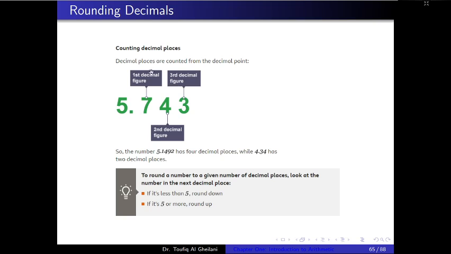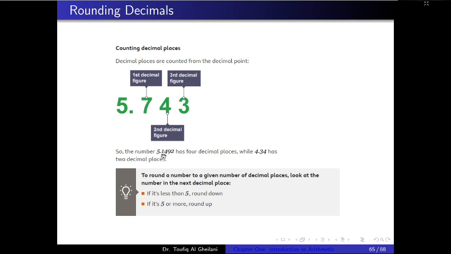Rounding decimals. Decimal places are counted from the decimal point. For example, here 5.743. 7 is the first decimal figure, 4 is the second decimal figure, 3 the third decimal figure.